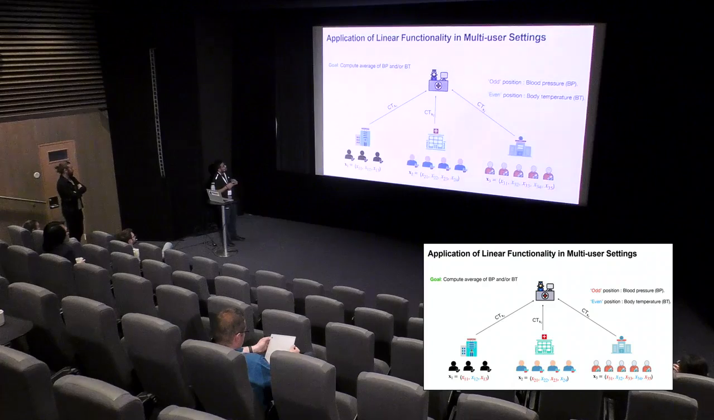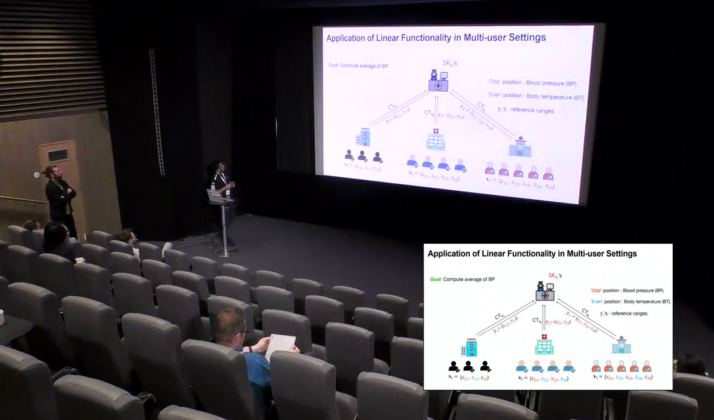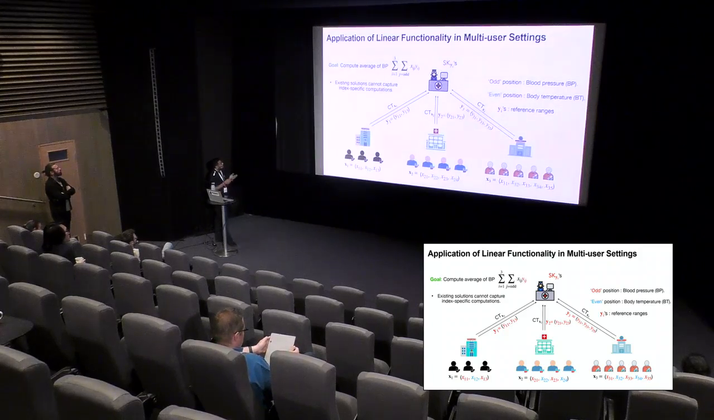Now, in order to compute the average blood pressure, the users obtain weight vectors of a particular specific form, where the indices of each y_i should correspond to the indices of x_i where the blood pressures are stored. The existing multi-user FEs do not capture this kind of index-specific computation.